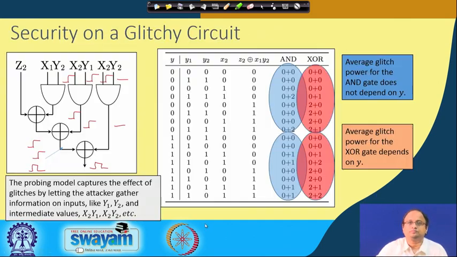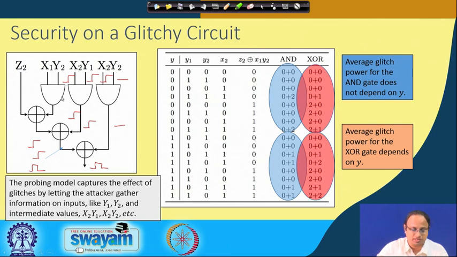So now we will analyze our masked gate. We will see the masked gate and analyze it, allowing the observer to observe intermediate points. In order to analyze this, we will consider this truth table. In the truth table you can see that this is essentially the masking that we have just now seen.